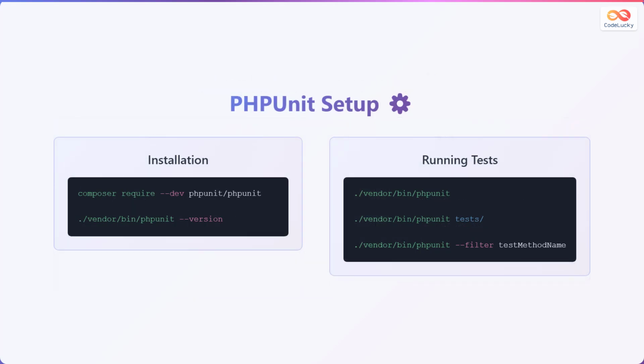Here's how to set up PHPUnit for your projects. To install, use composer require --dev phpunit/phpunit. You can check the version using ./vendor/bin/phpunit --version. To run tests, use ./vendor/bin/phpunit. To target specific tests, use ./vendor/bin/phpunit tests/ or ./vendor/bin/phpunit --filter test method name.